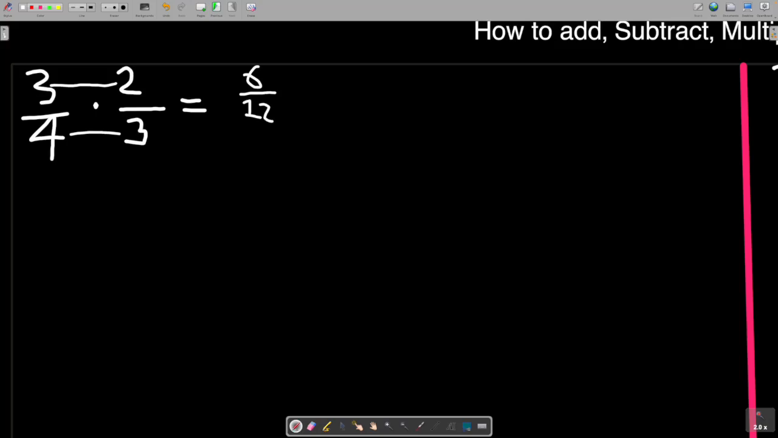Now, you can simplify 6 over 12. The highest common factor of both of these is 6. So let's divide both sides by 6. 6 divided by 6 is 1, over 12 divided by 6 is 2. So the answer is 1 over 2. And it's that simple.